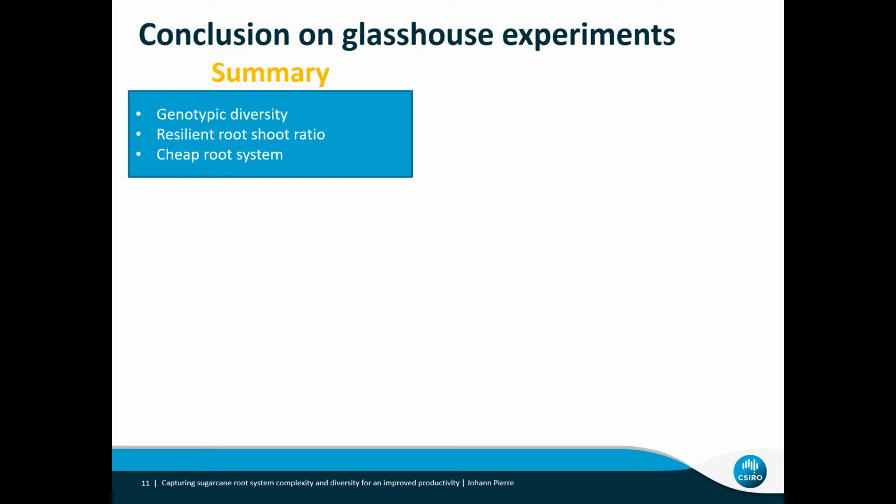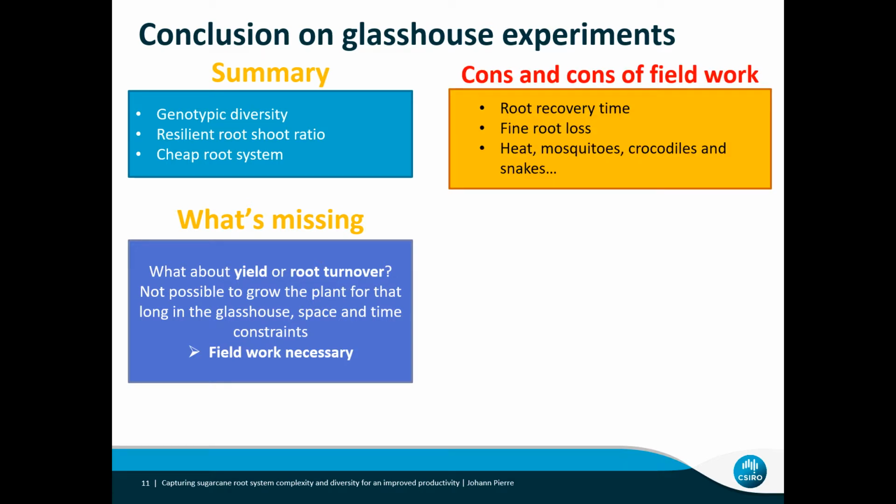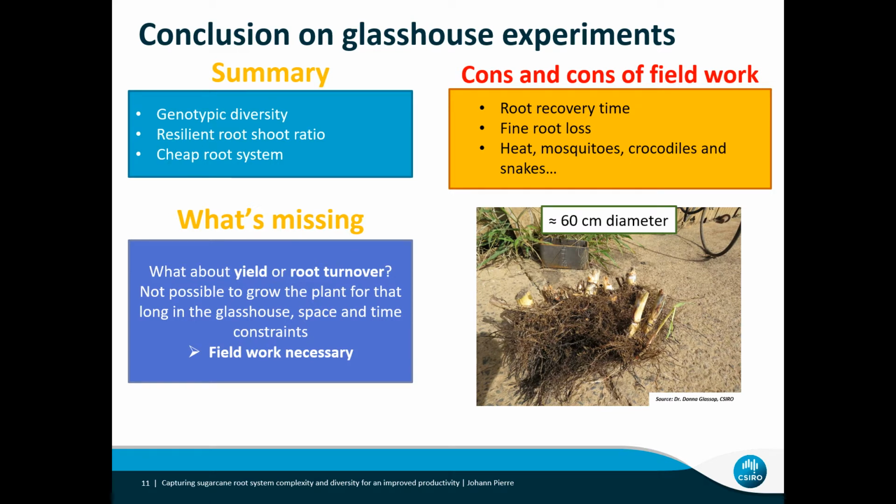We had interesting results in the glasshouse study. But the issue with such big plants in a glasshouse is that we tend to be limited by space, and we can't grow the sugarcane long enough to be able to measure the sucrose yield. So we had to do some field work, but there are several issues with field work: the root recovery time, the fine root loss, and the heat, the mosquitoes, and you can have crocodiles and snakes in Australia. But the number one enemy of phenotyping roots in sugarcane is the plant size itself.